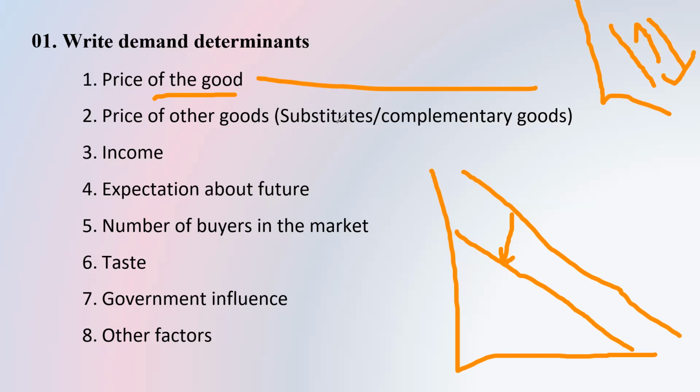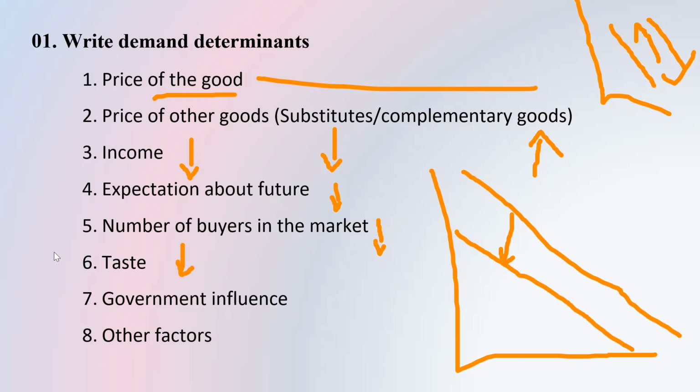So, a decrease of substitute price, an increase of complementary price, a decrease of income. If you expect that the future price may decrease, therefore demand now will decrease. And if the number of buyers is very small, demand decreases, or taste reduces, then the whole demand curve will shift to the left hand side.